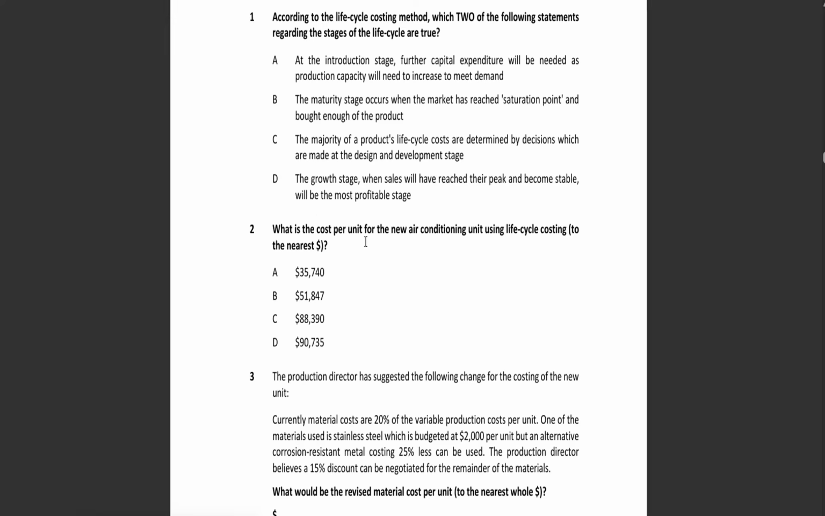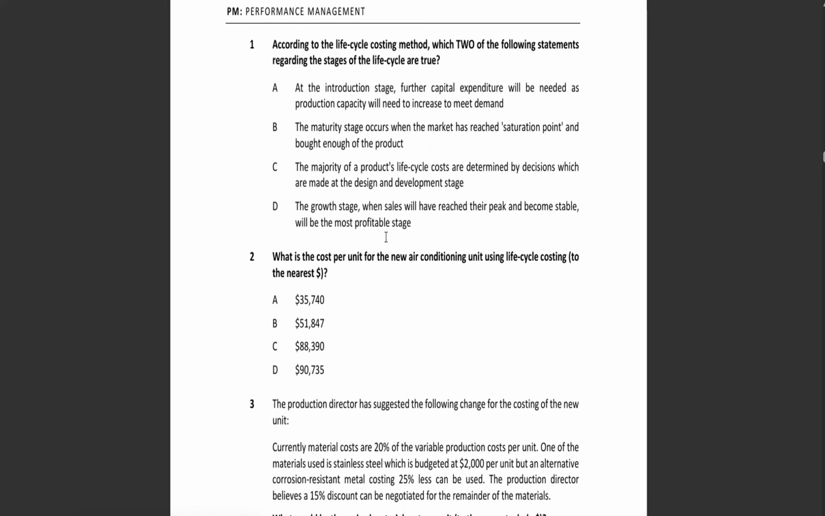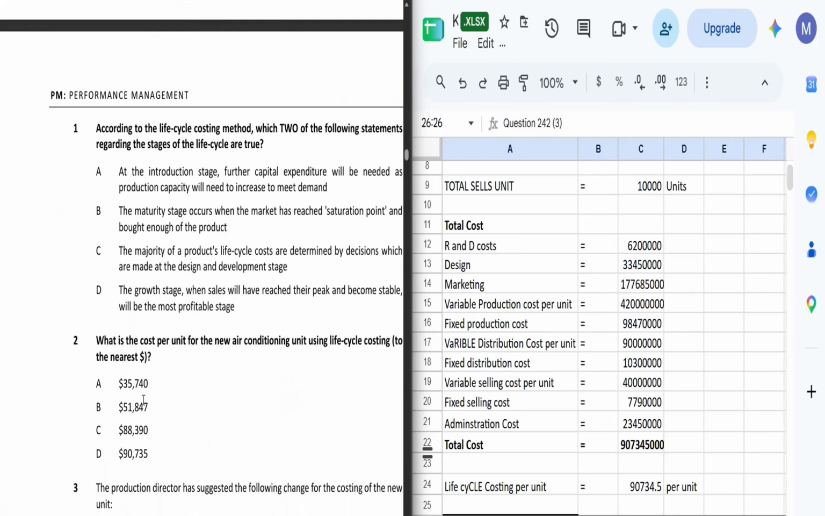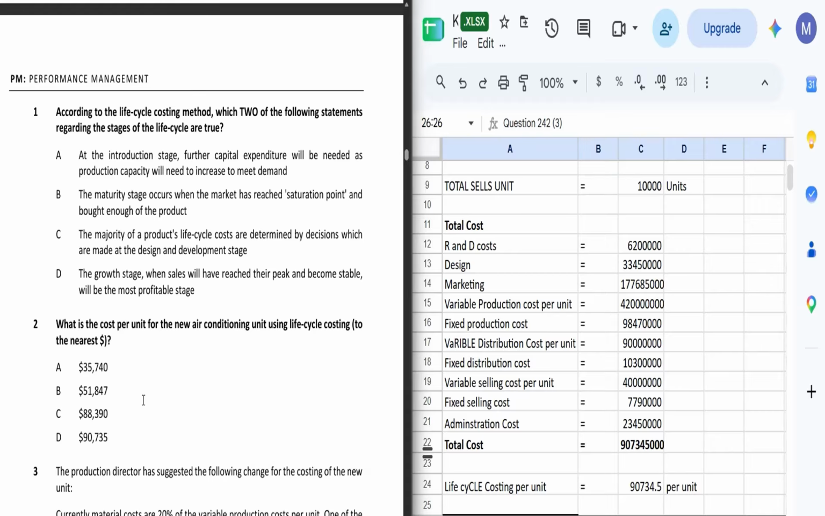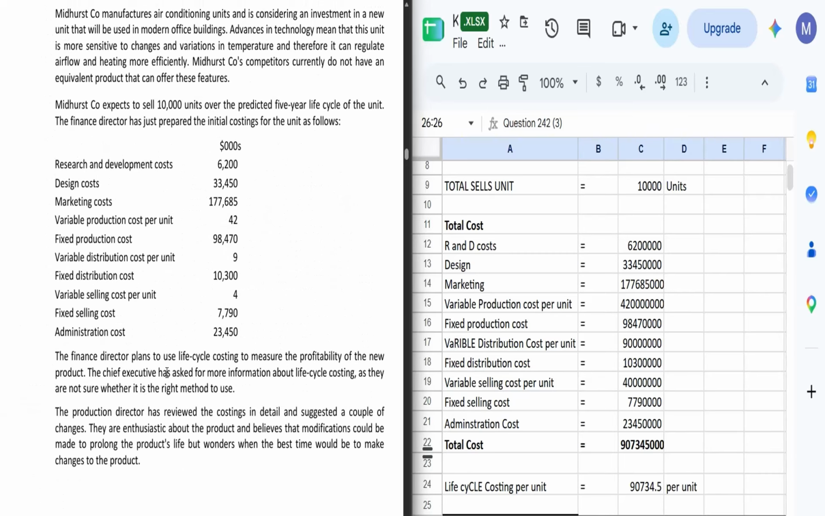What is the cost per unit of the new air conditioning using life cycle costing, to the nearest dollar? So now we need to calculate the life cycle cost per unit using the cost details provided by the question. So let's do the calculation. Here I have done the question for you. Basically the question was asking to calculate the life cycle cost per unit throughout the life cycle to the nearest dollar. They have already given the cost details here, so I have just put the figures here.